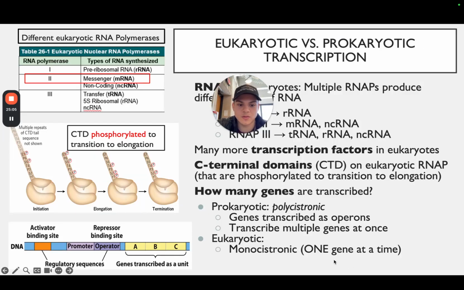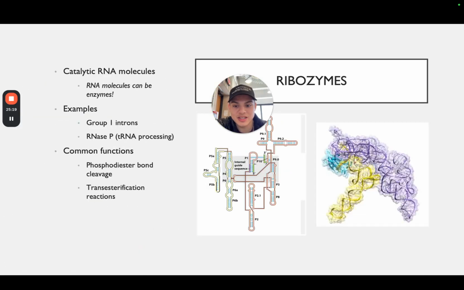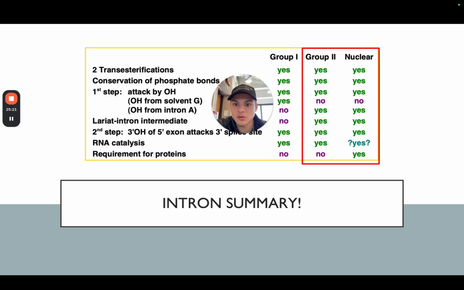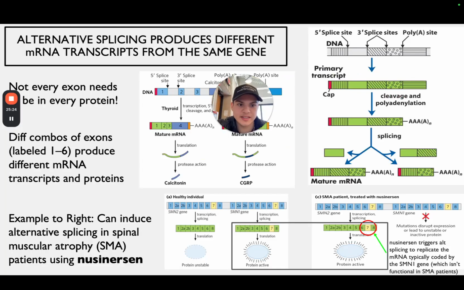So for the one promoter, we're going to basically produce one gene, right? Instead of these 3 that's shown here. This is a polycistronic. For the eukaryotes, for the monocistronic, we're going to have one promoter, one gene. But I will say that the one gene can have different isoforms, and that's through alternative splicing, and this is intentional. So not every exon needs to be in every protein, right?